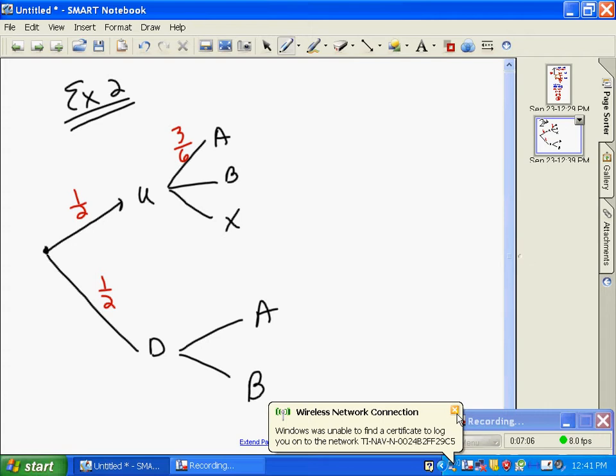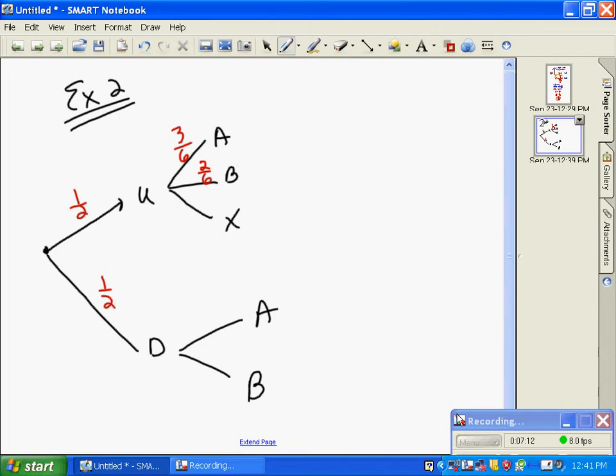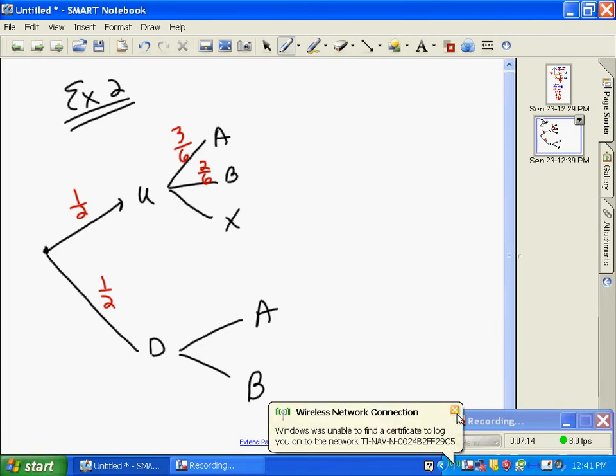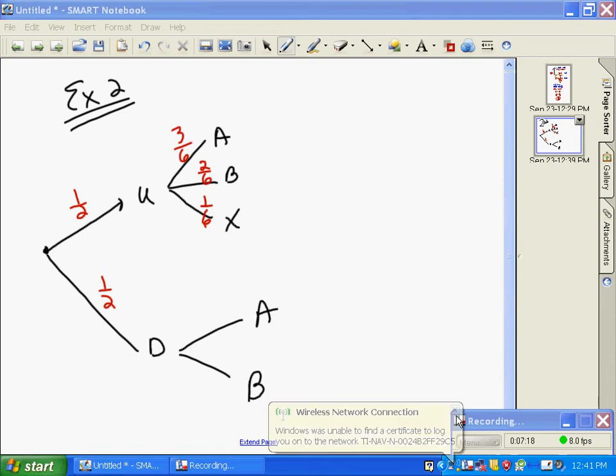Now, if a 4 or a 5 comes up, they're going to see movie B. So that's going to be 2 out of 6. And they see movie X if a 6 comes up. So that's going to be 1 out of 6. So there's my probability on those.